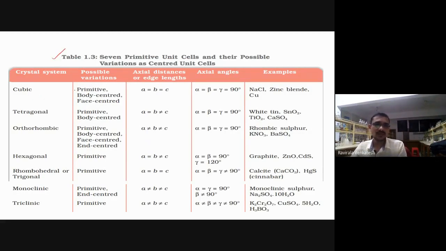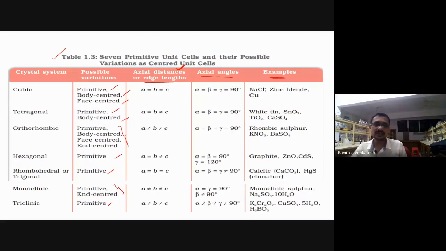In cubic, what type of variations can you get? Primitive, body-centered, face-centered. In tetragonal, primitive, body-centered. In orthorhombic, all are possible. In hexagonal, only primitive. Rhombohedral, also called trigonal, only having primitive. Monoclinic having primitive and end-centered. And triclinic is having what? Only primitive. Their axial distances, the edge lengths, are given, and their axial angles are given.